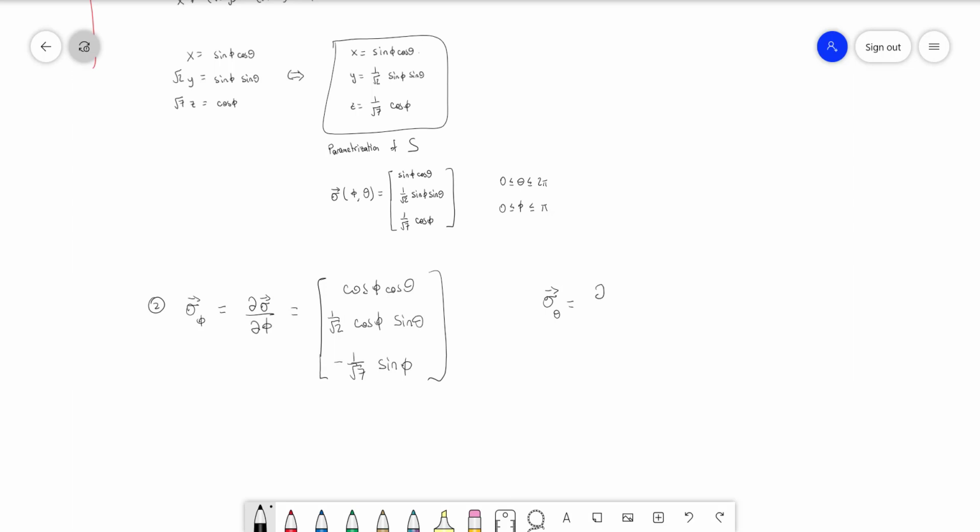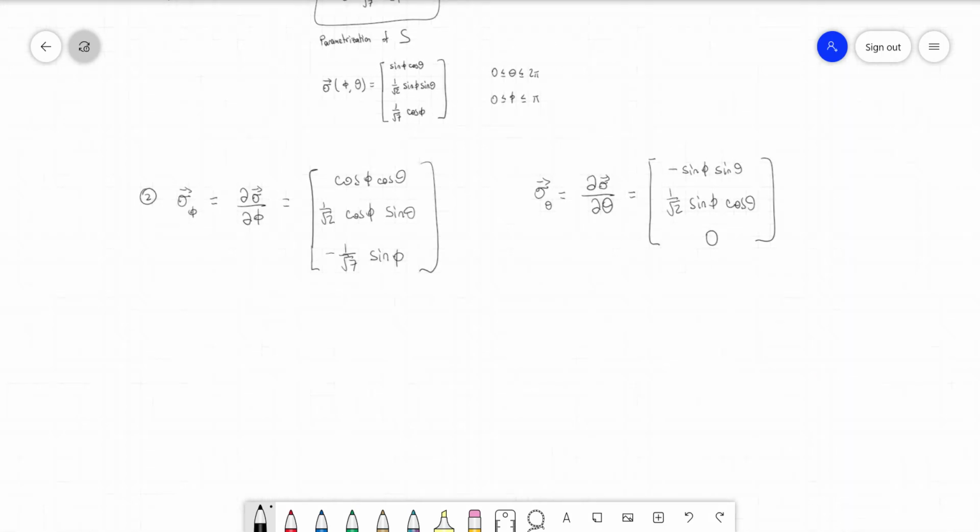Again, I'll write it like this perhaps, because you guys might prefer that. So with respect to theta, this would be negative sine phi sine theta, 1 over root 2 sine phi cosine theta. And then the last one with respect to theta is 0. And then what we need to do is compute the cross product of these two vectors.